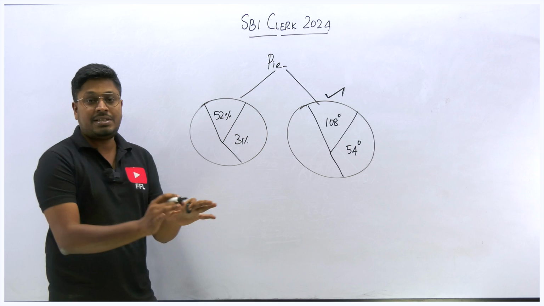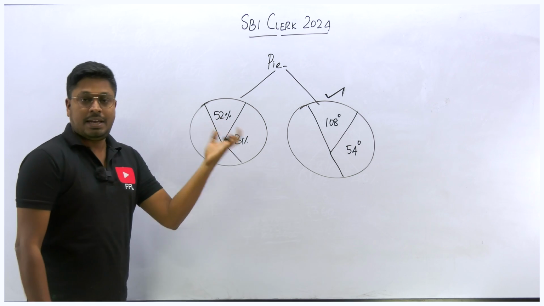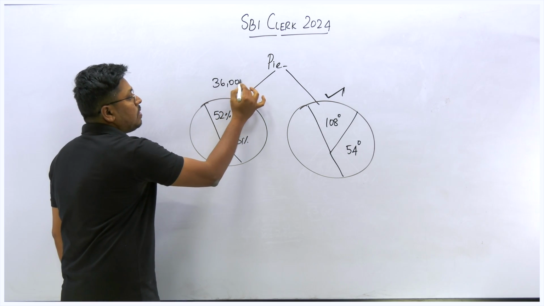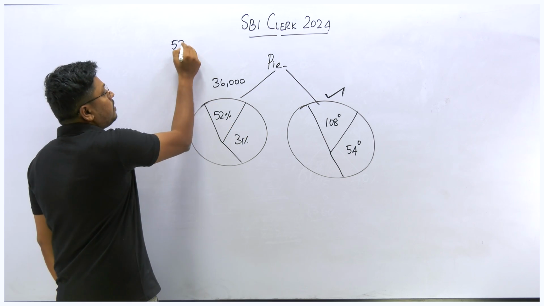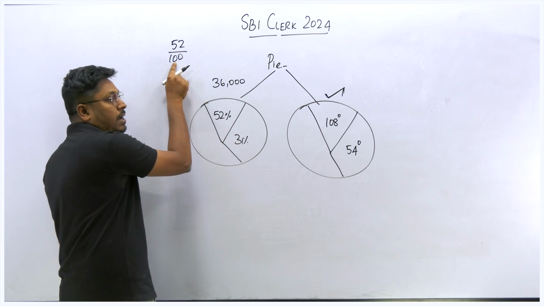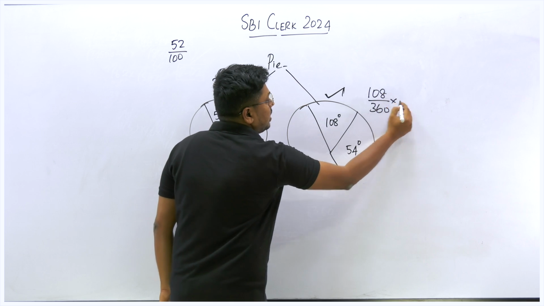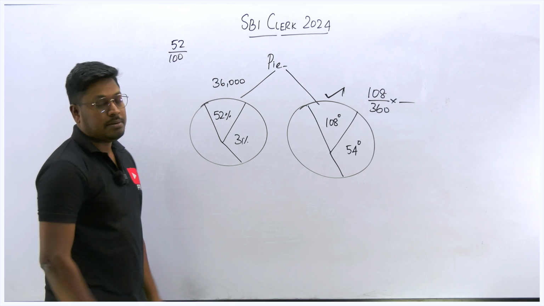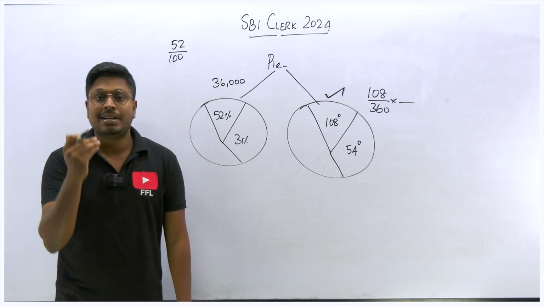Because model number 1 questions seem to be very easy. For example, if 52% of their income is spent on education, and the total income is 36,000, out of this 36,000 he is spending 52%. How will you calculate? 52 divided by 100, because it is a percentage. If it is a percentage, divide by 100. If it is a degree, divide by 360, multiplied by that certain value. So this is the only difference between model number 1 and model number 2. If it is a percentage, divide by 100. If it is a degree, that is an angle, divide by 360.